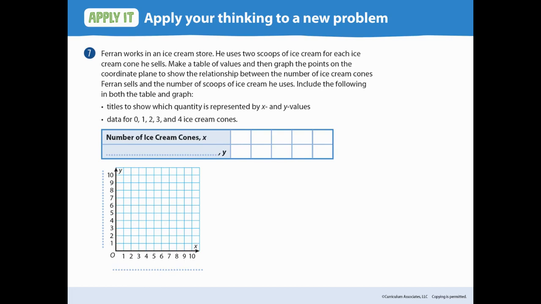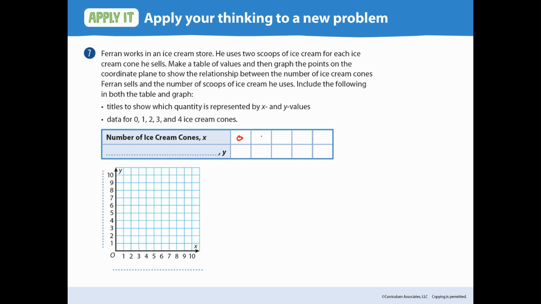All right, guys, so let's go ahead and check this. Ferran works in an ice cream store. He uses 2 scoops of ice cream for each ice cream cone he sells. Make a table of the values and then graph the points of the coordinate plane to show the relationship between the number of ice cream cones he sells and the number of scoops he uses. Include the following in the table and graph. Titles to show which quantity is represented by the x and y values, and then data for 0, 1, 2, 3, and 4 ice cream cones.